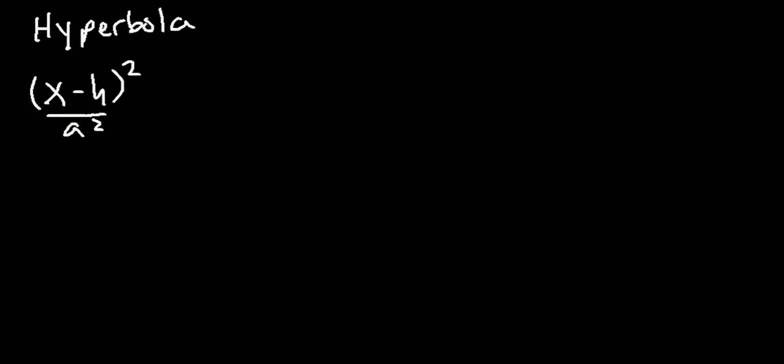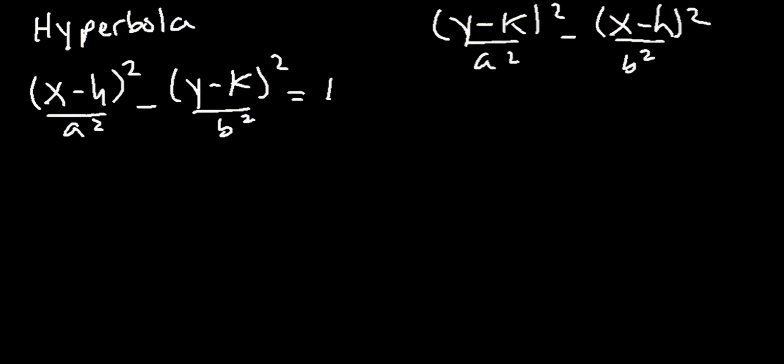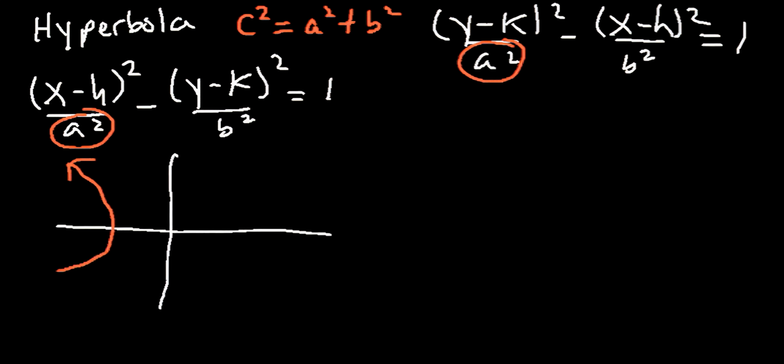So to review, for a hyperbola, it can be x minus h squared over a squared minus y minus k squared over b squared equals 1. Or it can be y minus k squared over a squared minus x minus h squared over b squared. So keep in mind, for a hyperbola, a always comes in front. So b could be bigger than a, or a could be bigger than b. It doesn't matter. And c squared, to find the foci, is a squared plus b squared rather than a squared minus b squared. So for this example, it's going to open this way.